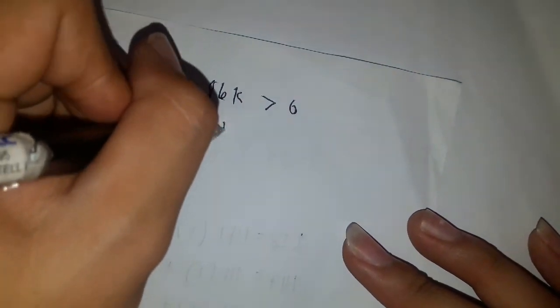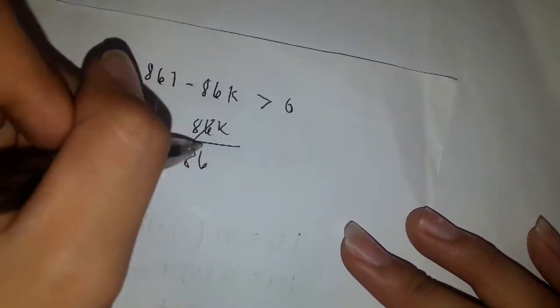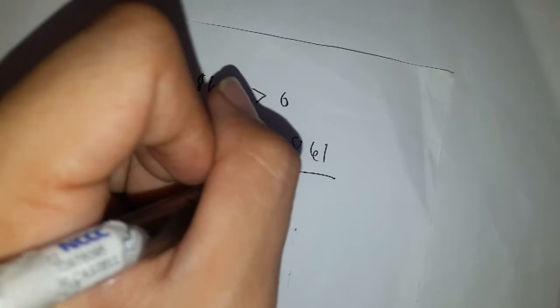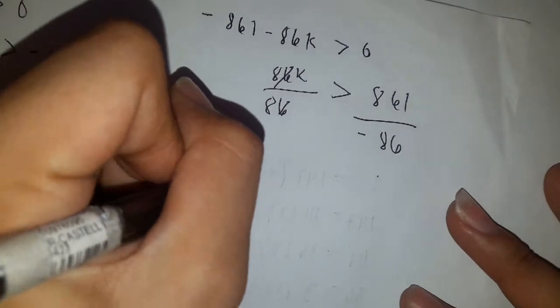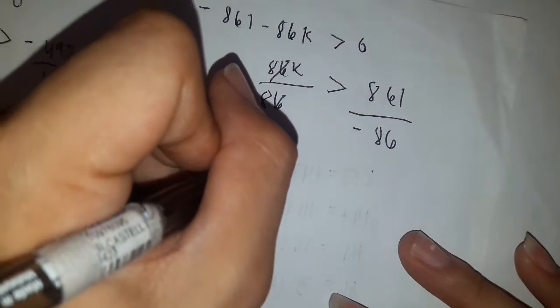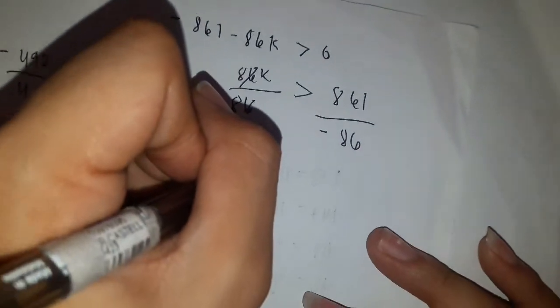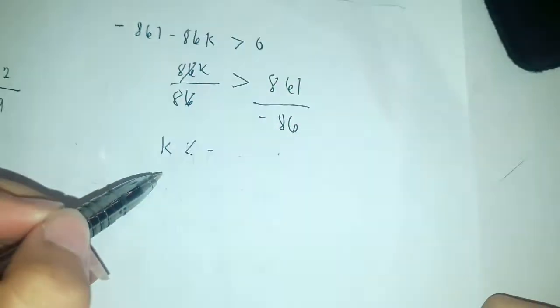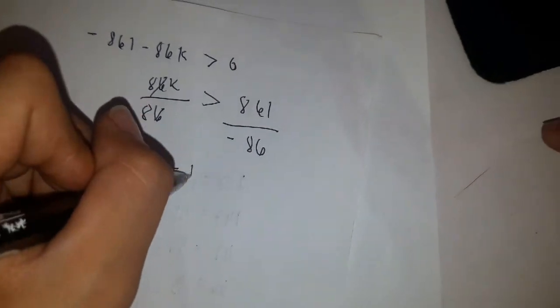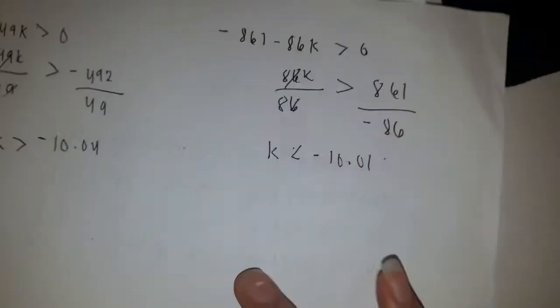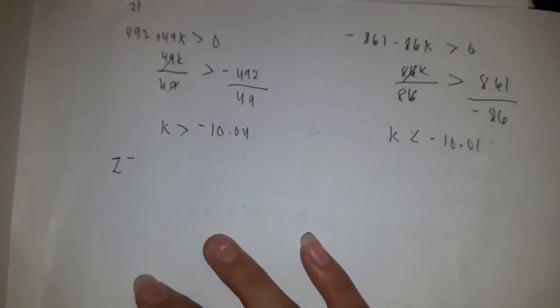While the y is -861 minus 86k greater than 0. So 86k over 86 is greater than 861 over -86. So we get k is less than -10.01.